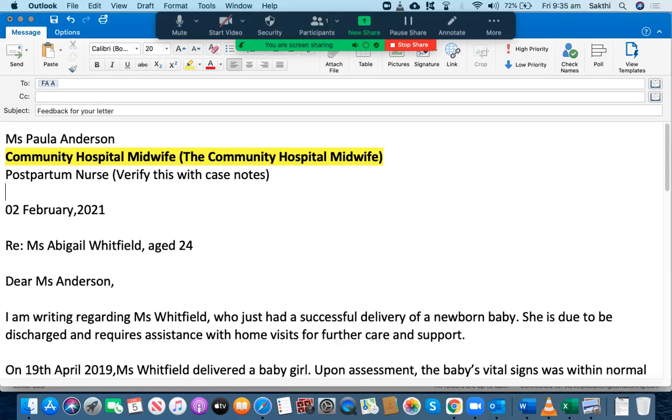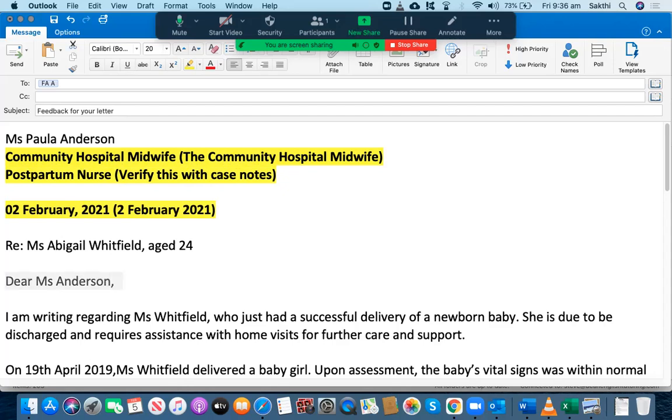All right, after that, she has written the date. You don't need to write 02 February. You can just simply mention 2 February 2021. You don't need to use a comma between the month and the year when you write it down here. But when you write it in the paragraph, you have to place a comma between the month and the year. Regarding Ms Abigail Whitfield, aged 24. That's good. Let's go through the next section.